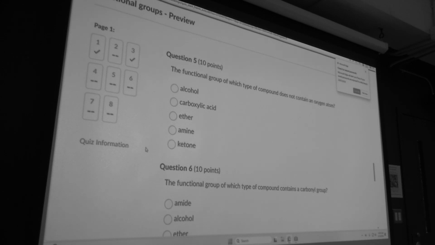What else we got? Which of these functional groups does not contain an oxygen? It's the amine. Amide does have an oxygen in it. Amide has an oxygen and a nitrogen.